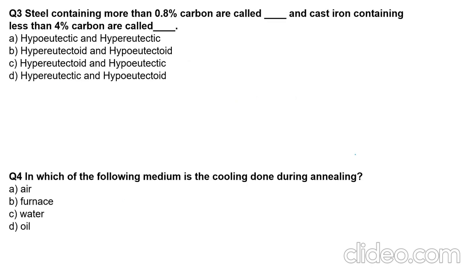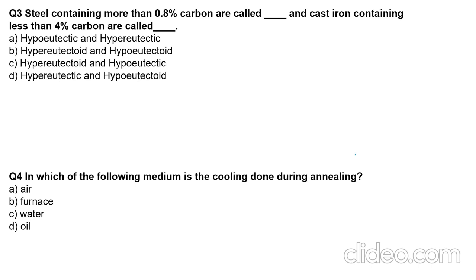So next question says that steels containing more than 0.8% carbon are called dash, and cast irons containing less than 4% carbon are called dash. For these questions, you should have an idea about your iron carbon diagram. You have seen there are different invariant points in your iron carbon diagram, and those invariant points include the eutectic point, eutectoid point, peritectic point. You should know where exactly these points lie in the iron carbon diagram.